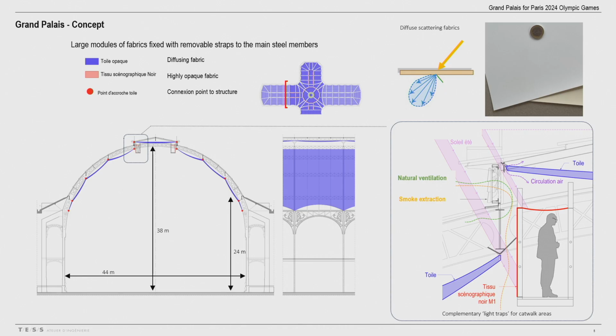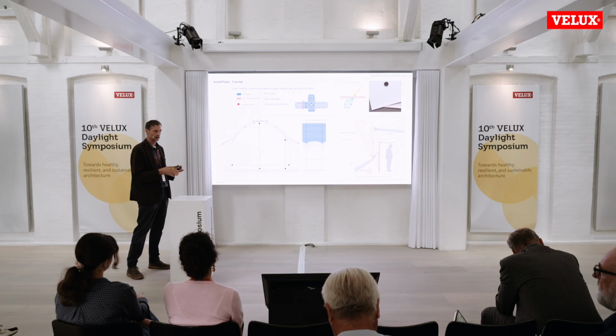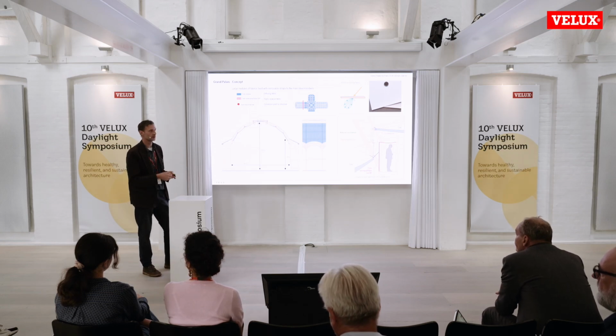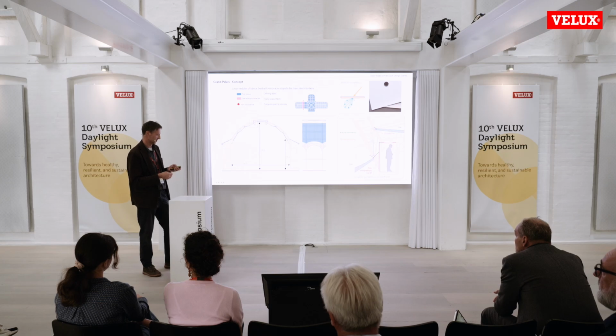But the key point for this project was in fact choosing the right fabric. Because you needed a fabric that was diffuse scattering, so that's a little bit the schematical representation you have there, but also with the right light transmittance. So it was really an exercise of looking at what was available in the market for this kind of fabric and choosing the right one, and then trying to comply with the recommendations.